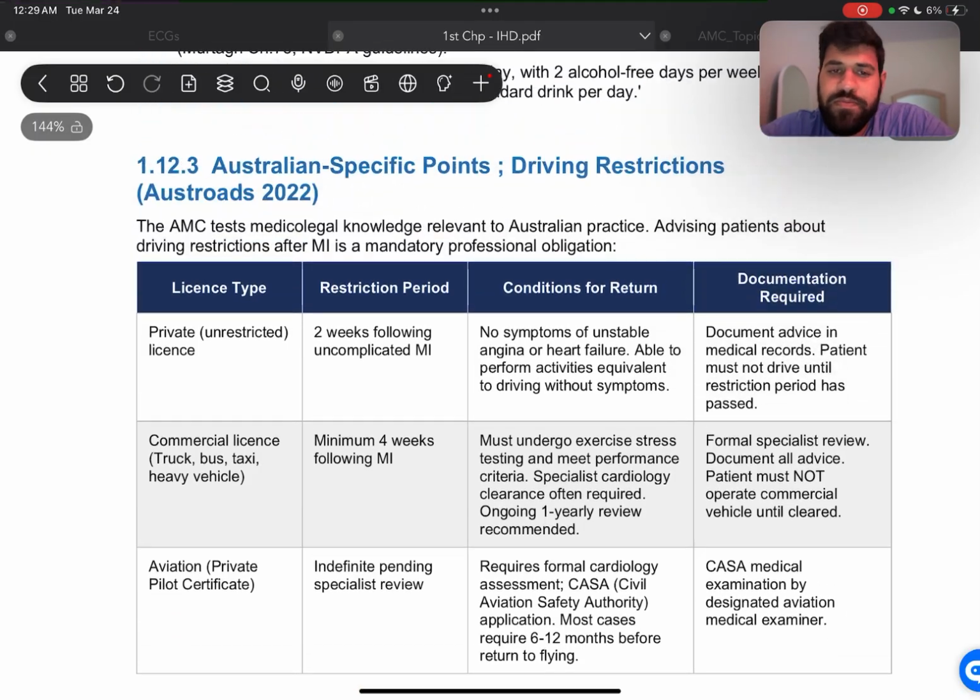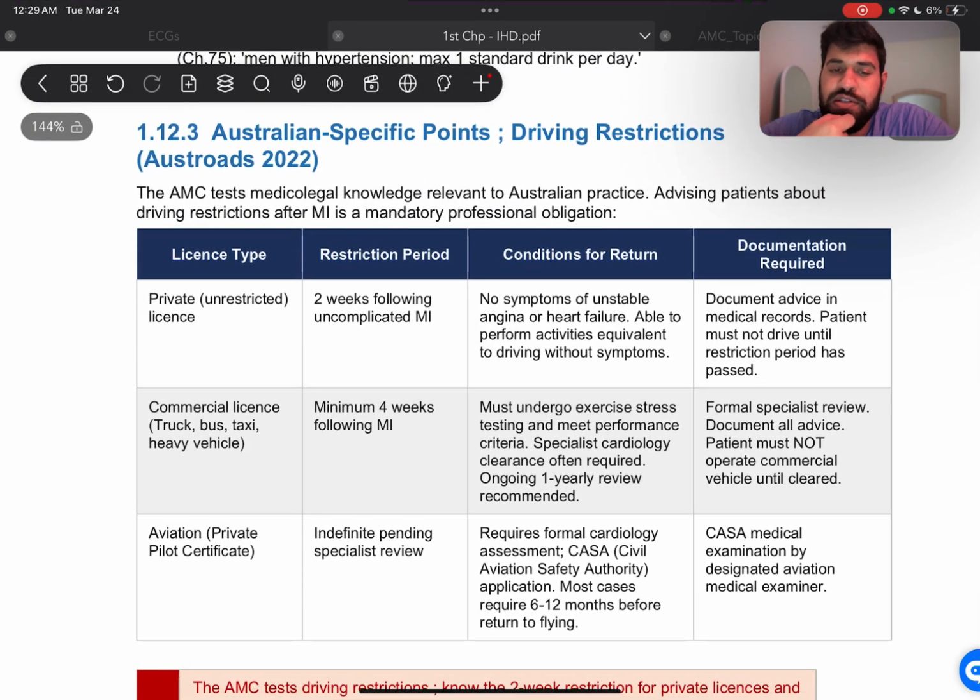Right. So coming to the driving restrictions, now this is something new that has recently been introduced, and they've been asking a lot of questions about driving restrictions. If the person has a private unrestricted driving license, then 2 weeks following uncomplicated MI. No symptoms of unstable angina or heart failure, able to perform activities equivalent to driving without symptoms, and document advice in medical records. Patient must not drive until restriction period has passed. So 2 weeks following uncomplicated MI, that's the restriction period.